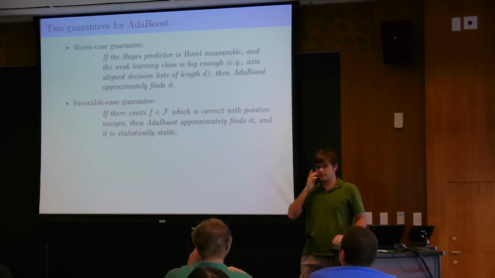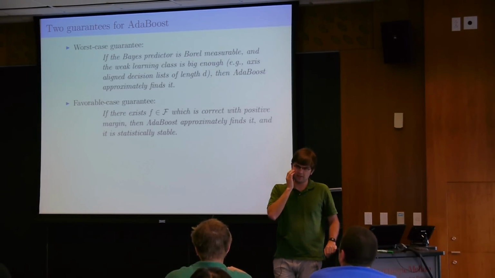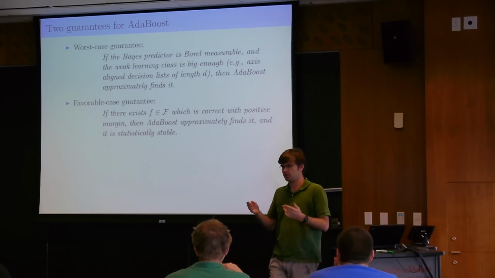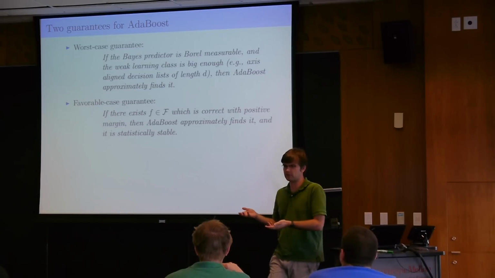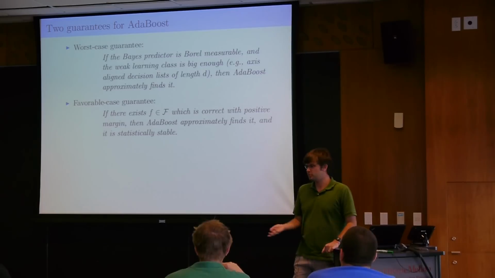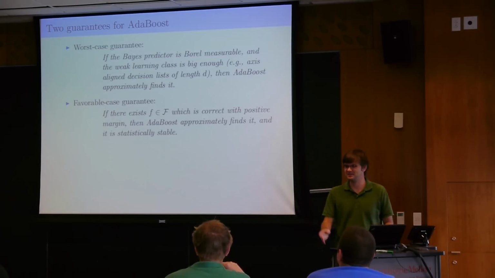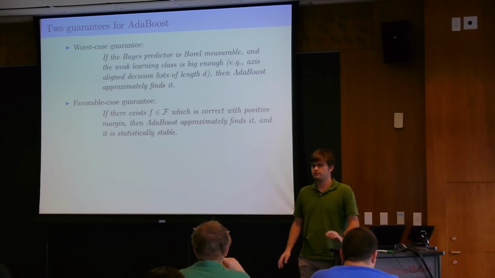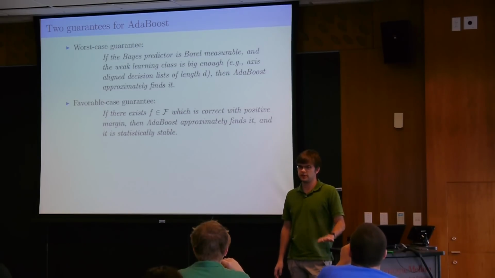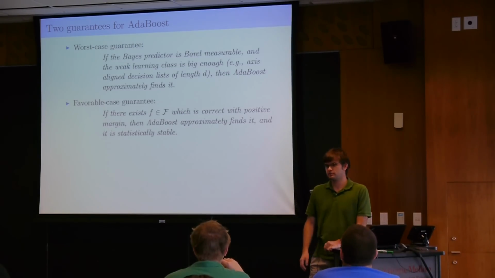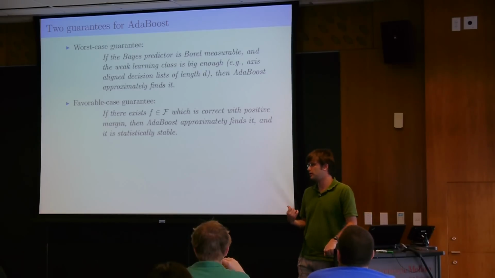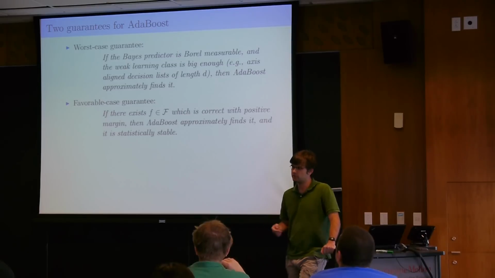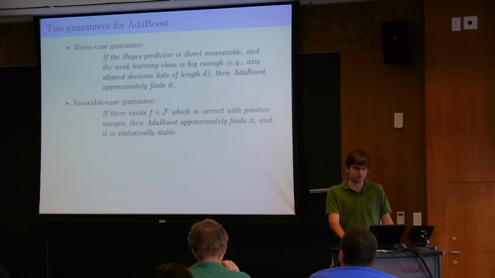The other one is the consistency guarantee. The consistency guarantee says that if the Bayes predictor, the sign of P(y equals 1 given x) minus 1/2, is Borel measurable, which is not that much to ask for, and the weak learning class is big enough, so if we have some nice decision tree class, then the algorithm finds it. That's a pretty good guarantee, and this is the guarantee at the heart of the Bartlett-Traskin consistency proof, and that's from only 6 years ago, almost over a decade beyond the creation of the algorithm.